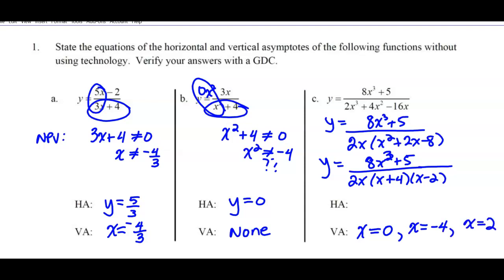When you're stating vertical asymptotes, they are equations. So you don't say x equals 0, comma, negative 4, comma 2. Those would be if you were stating non-permissible values. This is stating equations. So you have to list them.